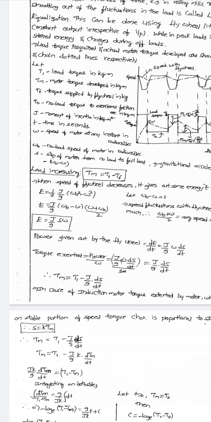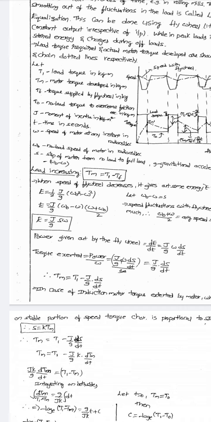Power given out by the flywheel, dE/dt, is equal to J/g omega dS/dt. Just take the derivative of the above expression with respect to time t: dE/dt is equal to J/g omega dS/dt.